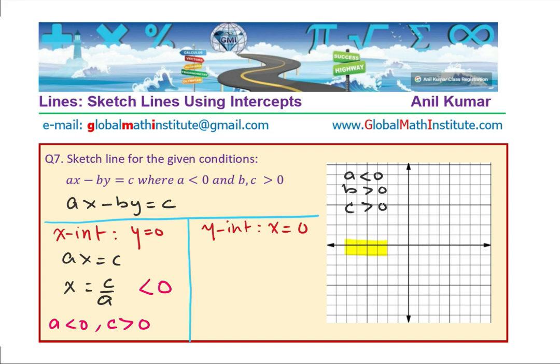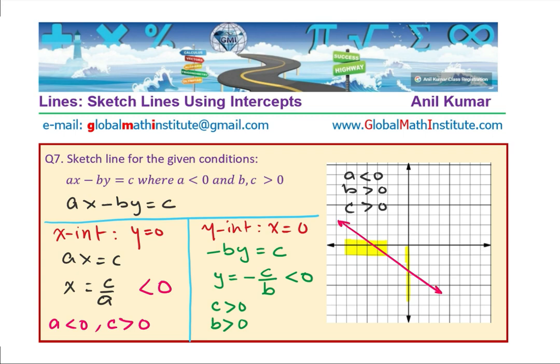Now let's look into the y-intercept. If x is equal to 0, we get minus by equals c. And that means y equals minus c over b, correct? Now we see c is greater than 0, meaning positive, and b is also greater than 0. Therefore, c over b will be greater than 0. However, we have a negative sign there, so the whole thing will be less than 0, correct? And that means that the y-intercept will be on this side, and therefore the line will go something like this. Make sense?